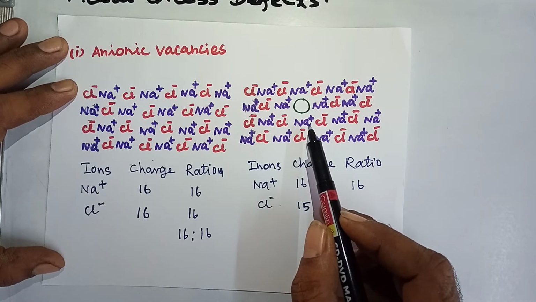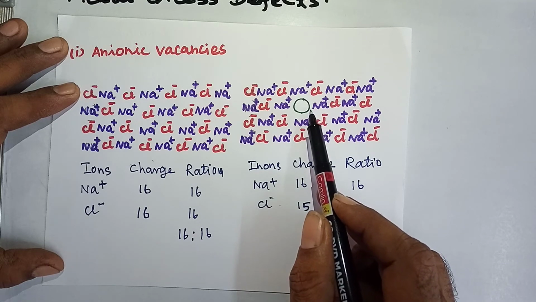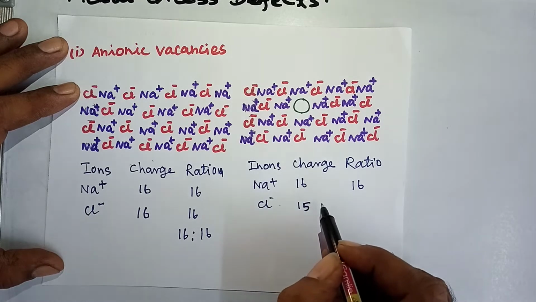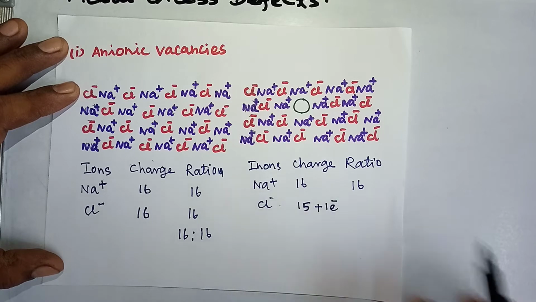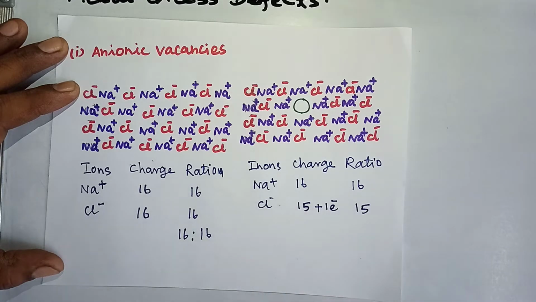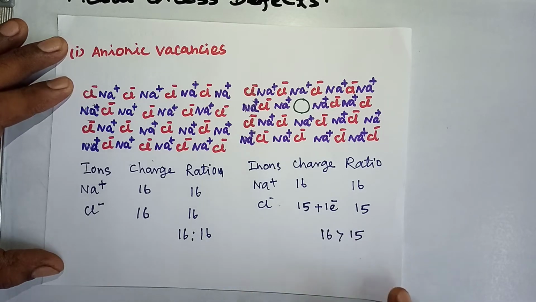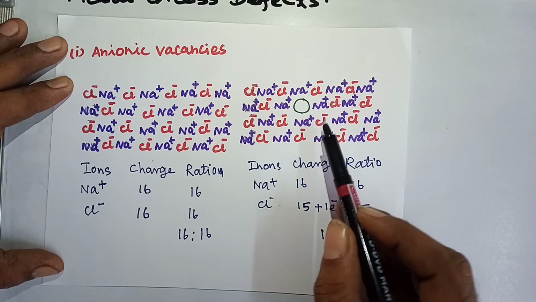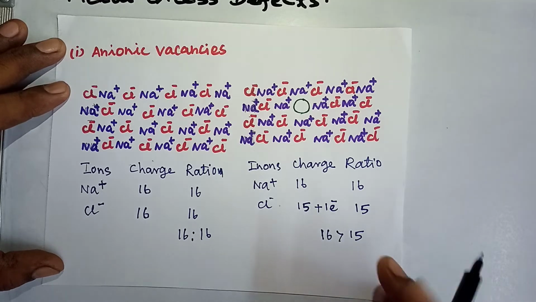The electron released from the sodium atom diffuses into the crystal lattice and occupies the position of the chloride ion. Here the electrical neutrality is maintained, but the ratio of cation to anion decreases. After the defect, there is a decrease in anions, so the cations are greater than the anions.